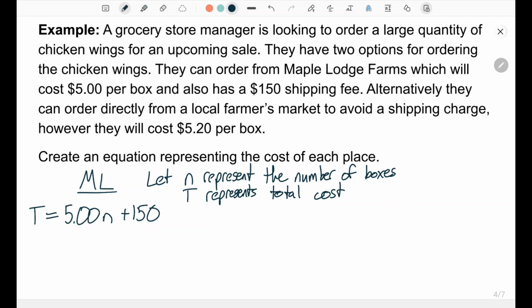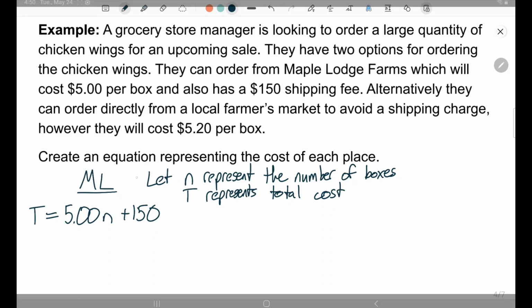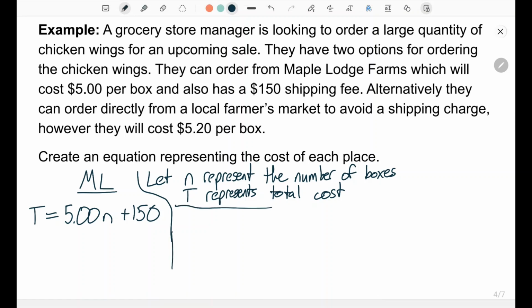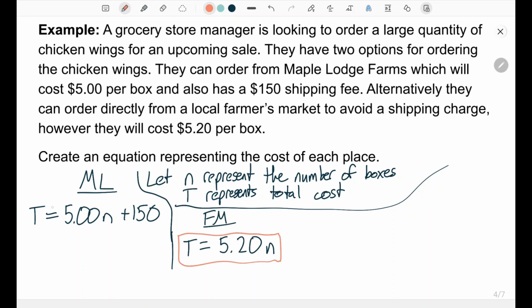All right, what about the farmer's market? Let's just section this off. For the farmer's market, same idea, the total cost, but this time it was $5.20 per box. So 5.2 times n. And in this case, we don't even have a shipping fee, so we don't have to add anything at the end. I will just note these two special values that we have.